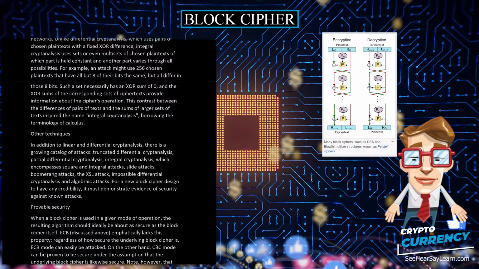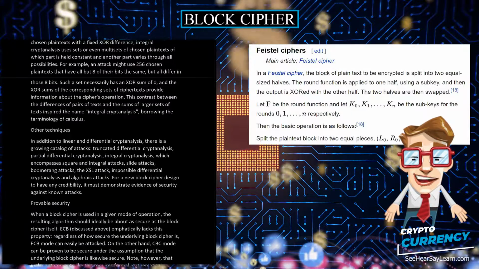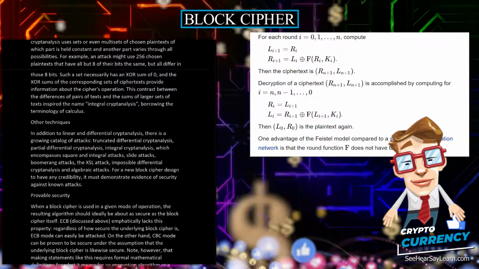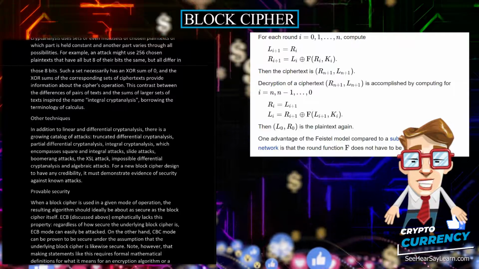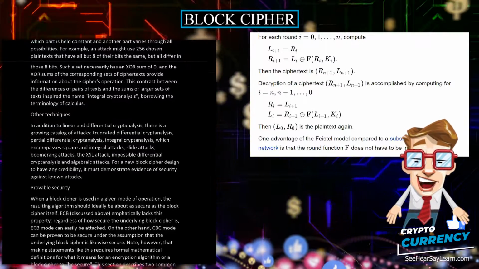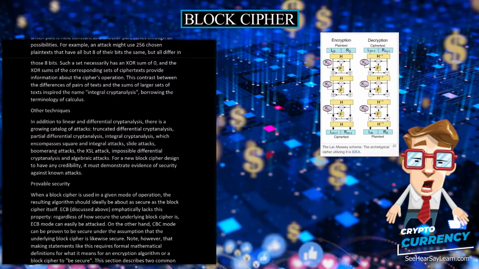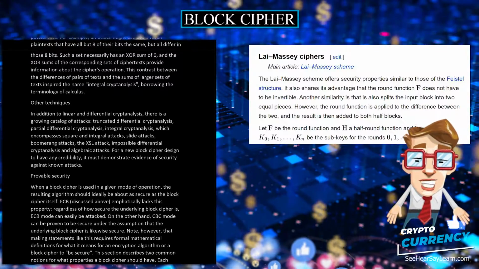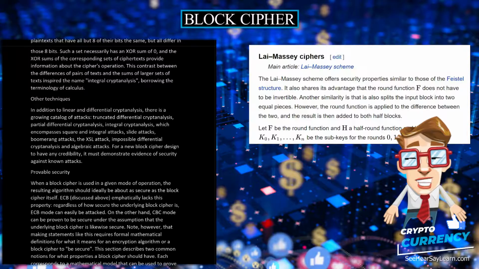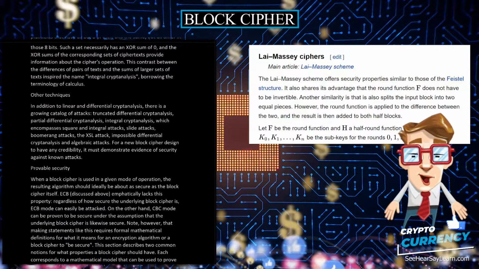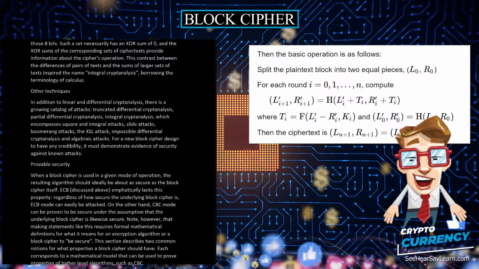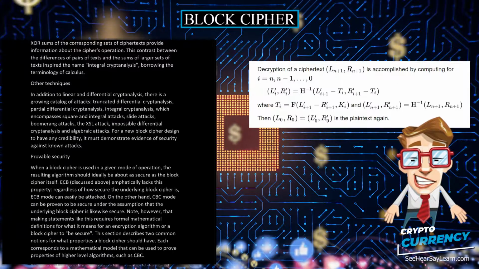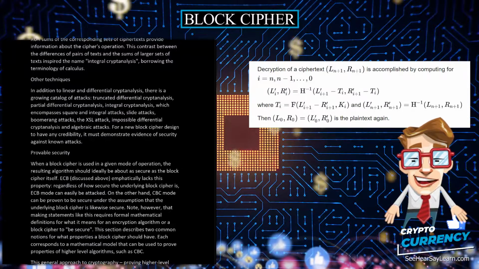Other techniques. In addition to linear and differential cryptanalysis, there is a growing catalog of attacks: truncated differential cryptanalysis, partial differential cryptanalysis, integral cryptanalysis, which encompasses square and integral attacks, slide attacks, boomerang attacks, the XSL attack, impossible differential cryptanalysis and algebraic attacks. For a new block cipher design to have any credibility, it must demonstrate evidence of security against known attacks.